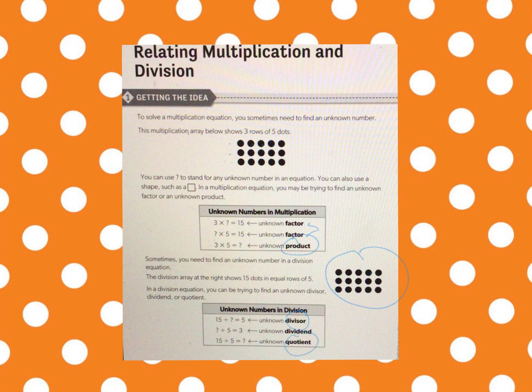Let's practice these words in Schoology tonight for homework, guys. So practice finding the factors or the products, the divisor, dividend, or quotient.